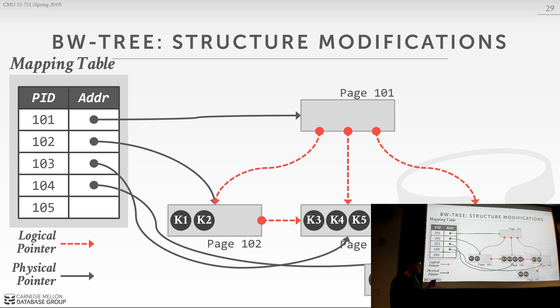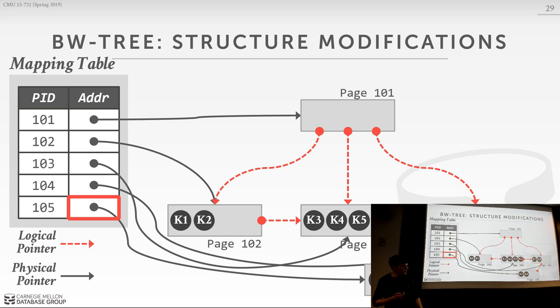The first thing we're going to do is create a new page and copy the keys we want to split on, key 5 and key 6, into our new page here. There's a delta chain, whatever, you apply it, it's fine. So now at this point, you update the mapping table to point to us. At this point, nobody can see us because nobody's pointing to us. Nobody knows about us. This thing still points here, and this one still points there.